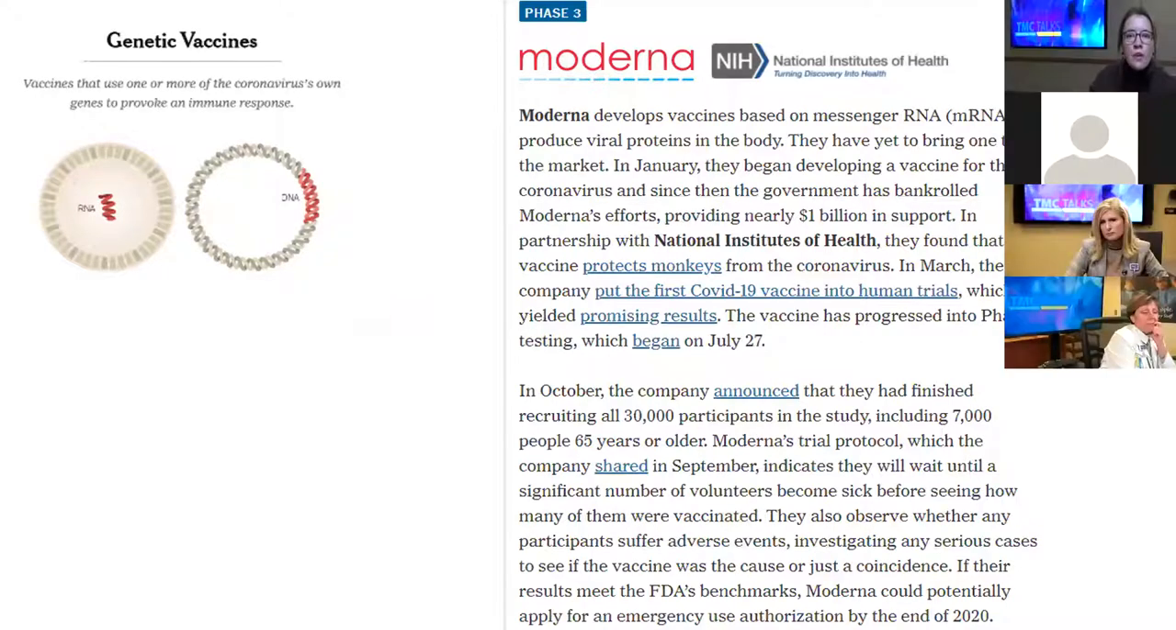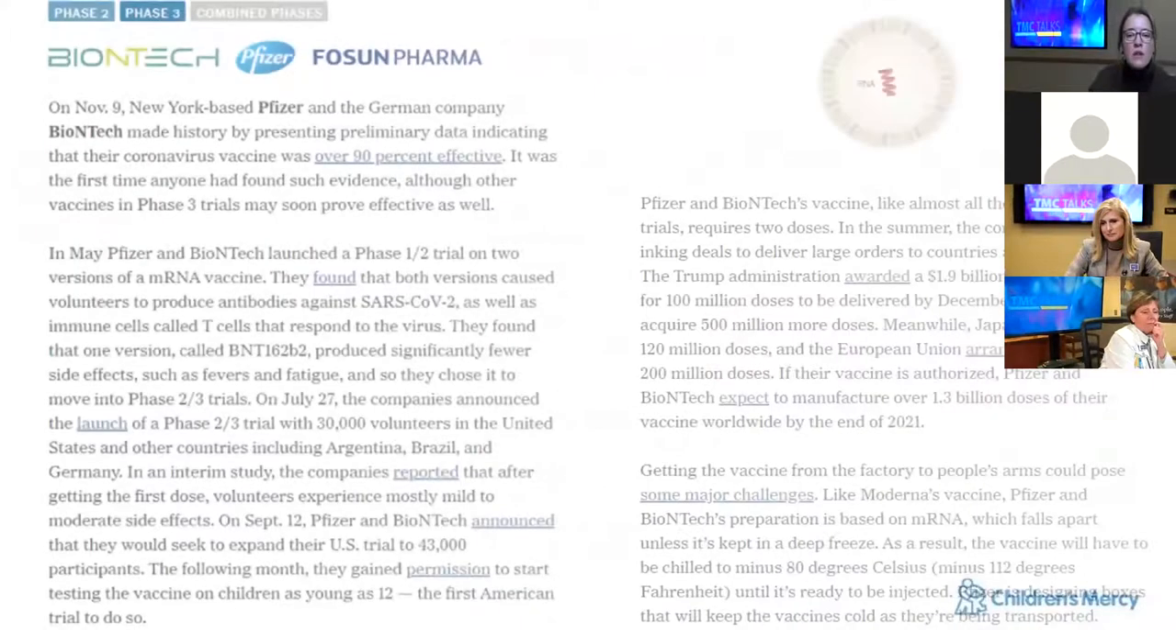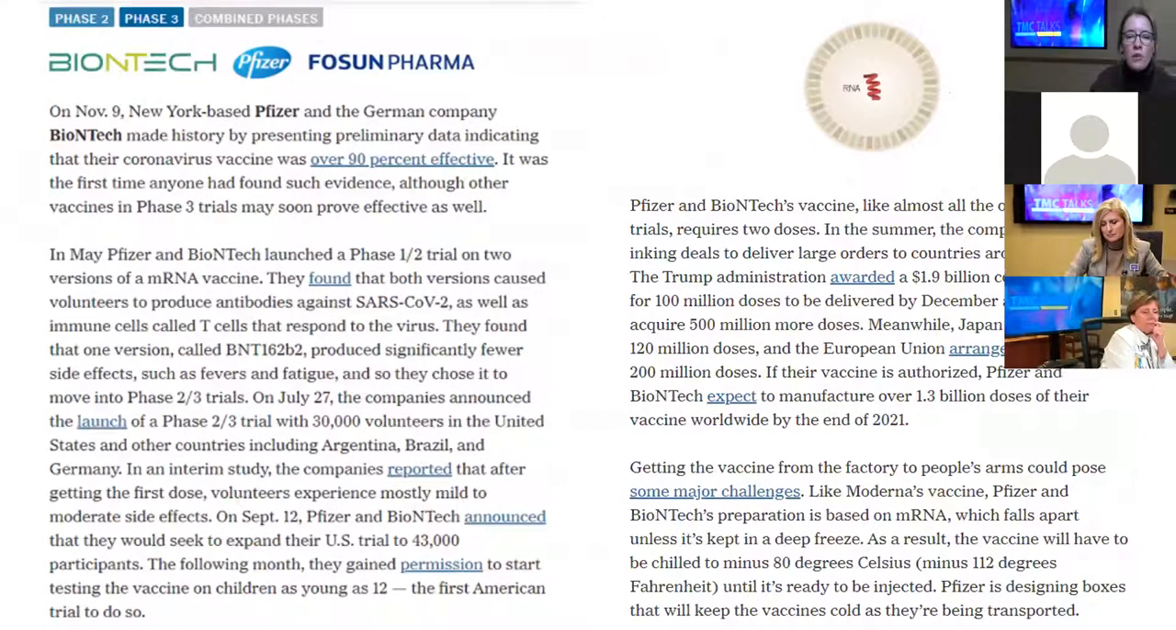Then the best example of these genetic vaccines are the Moderna vaccine that you have heard about a lot in the news. They've already completed enrolling 30,000 participants in their studies, and they're moving on soon to pediatric clinical trials. The other vaccine that you might want to know about in this forum is Pfizer. As you know, they already displayed information this past Monday showing that their vaccine was about 90% effective at preventing disease. This is great news in the vaccine world.